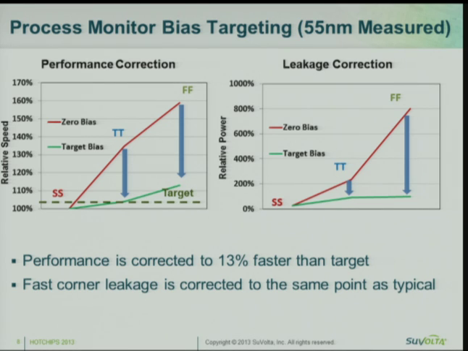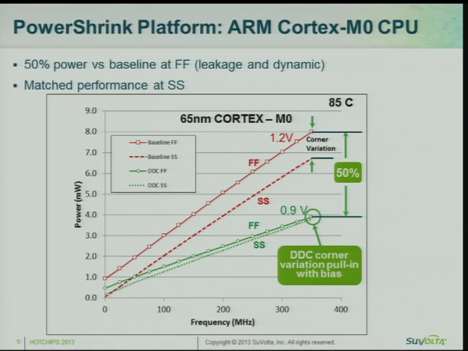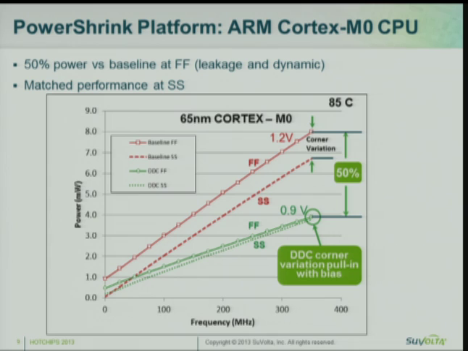Now, when we add all this stuff together, we get our Cortex M0. And here we have achieved, when we look at fast corner power and slow corner delay, a 50% improvement in both active power and leakage power on this Cortex M0, comparing the 1.2 volt baseline product to the 0.9 volt DDC product. And you can see the leakage improvements in the left corner of the chart. You can also see that there is a spread between the fast corner and the slow corner for the baseline part, and that spread has almost disappeared in the DDC part because of the application of body bias.